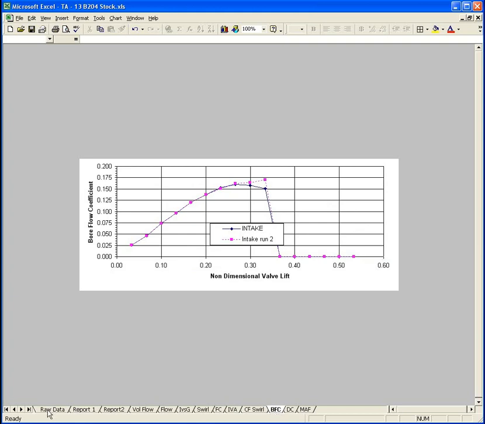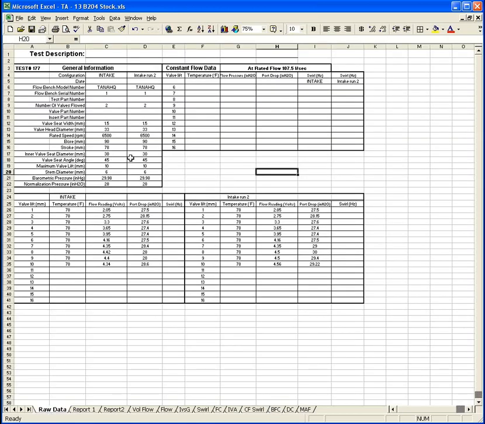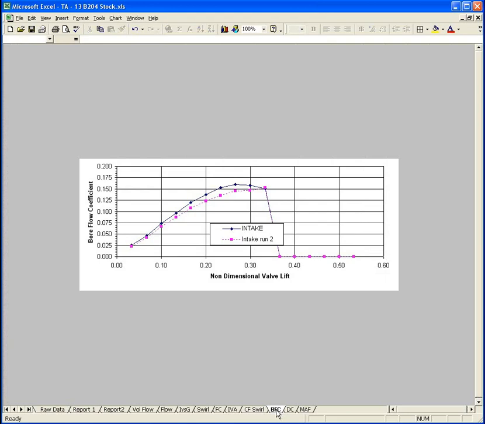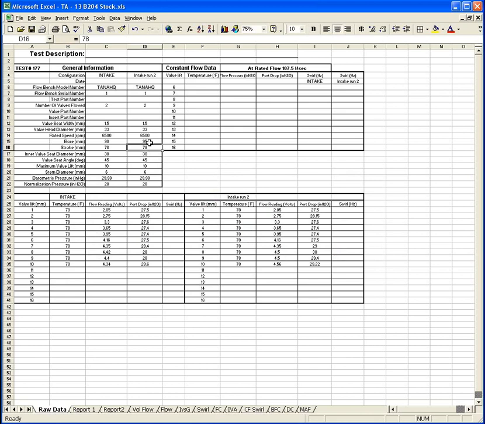So if you changed the bore on one of these, let's say we made this a 95 millimeter bore, and we looked at the bore flow coefficient, you see it made that one better and that one worse. So that's all that does. Change that back to 90.